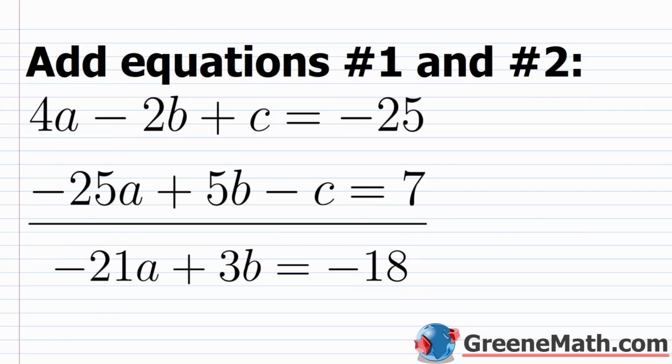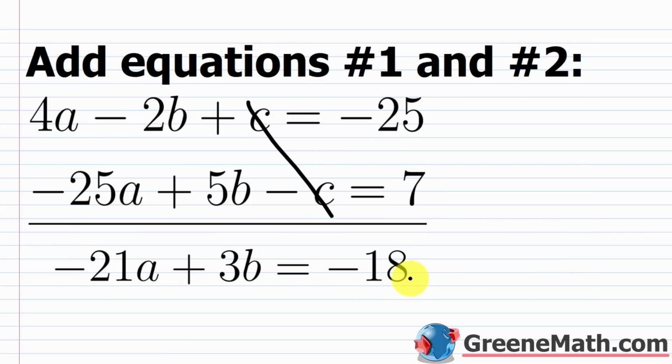All right, so we're going to add equations number 1 and number 2. So 4a minus 25a, that's going to give me negative 21a. Negative 2b plus 5b, that's going to be 3b. Then your c minus c, that's going to cancel. Then on the other side of the equal sign, so on the right side, you have negative 25 plus 7. That's going to be negative 18.